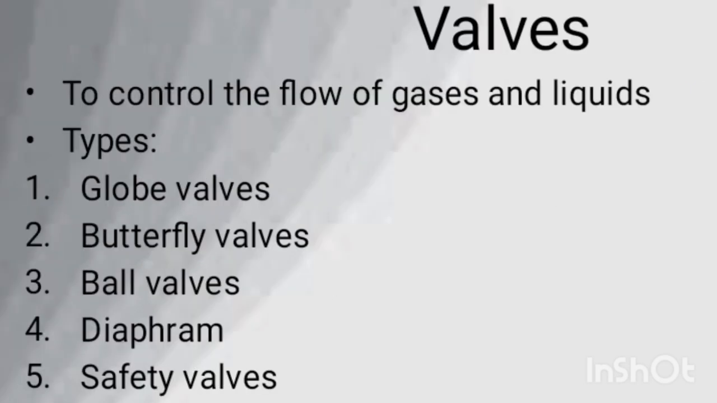Last topic is the valves. Valves are used to control the flow of gases and liquids present in the fermenter. There are different types of valves: globe valves, butterfly valves, ball valves, diaphragm valves, and safety valves.